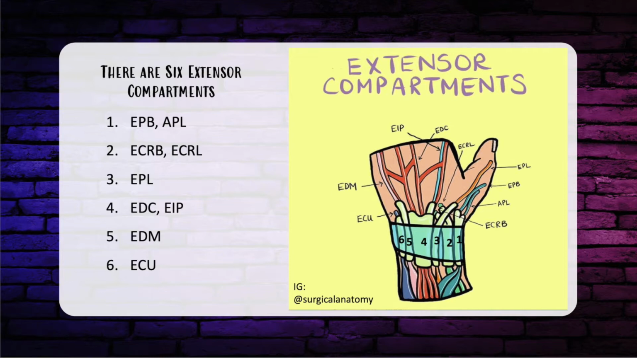In the fourth compartment, there's the extensor digitorum communis and extensor indicis proprius, or for short EIP. EIP is ulnar to EDC of the index finger, and there is often an absent EDC tendon to the small finger. But because of the juncturae that are there, it allows you to extend the small finger. In the fifth compartment, there's the extensor digiti minimi, and in the sixth compartment, there's the extensor carpi ulnaris.